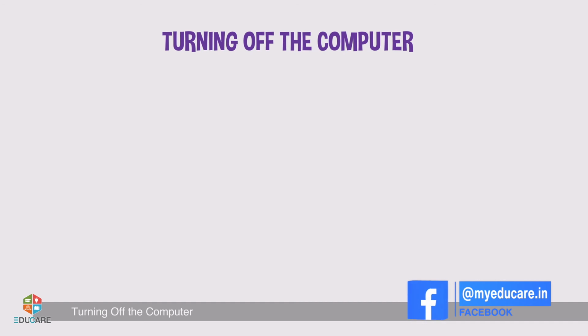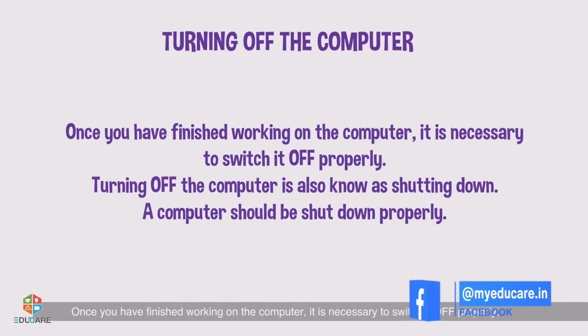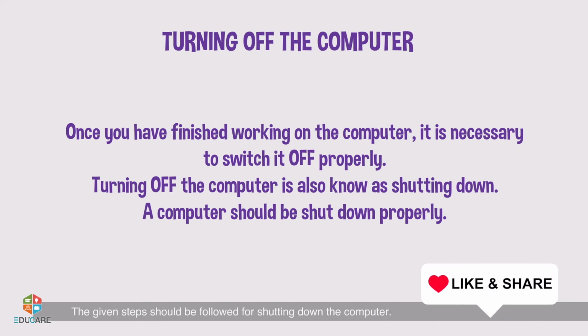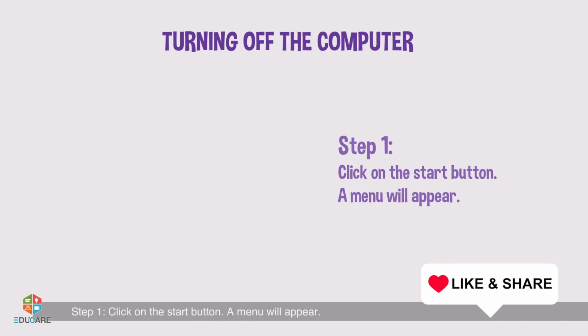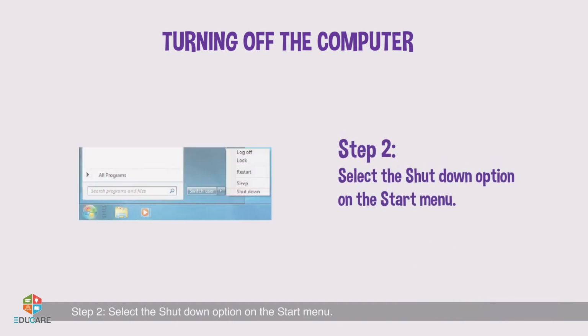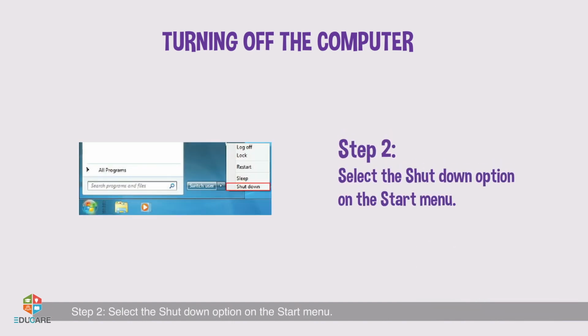Turning off the computer. Once you have finished working on the computer, it is necessary to switch it off properly. Turning off the computer is also known as shutting down. A computer should be shut down properly. The given steps should be followed for shutting down the computer. Step 1. Click on the Start button. A menu will appear. Step 2. Select the Shutdown option on the Start menu.